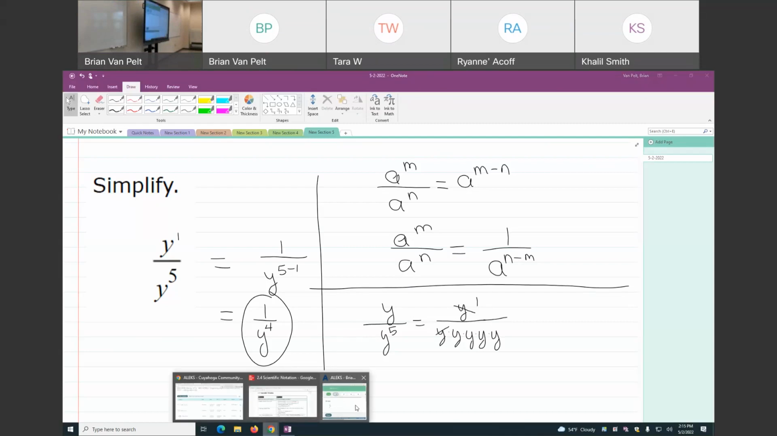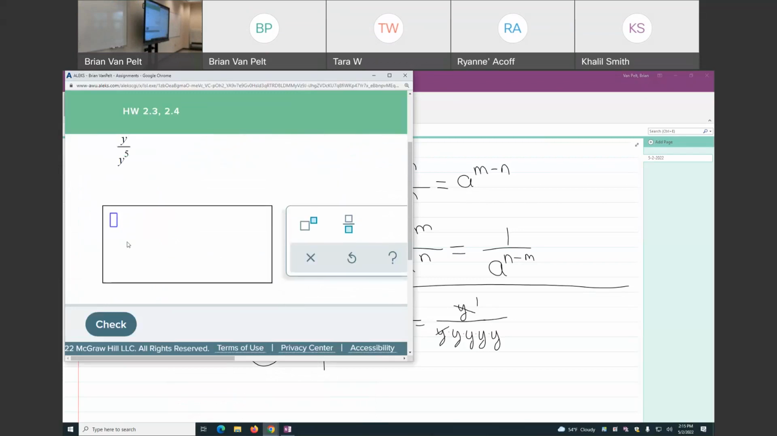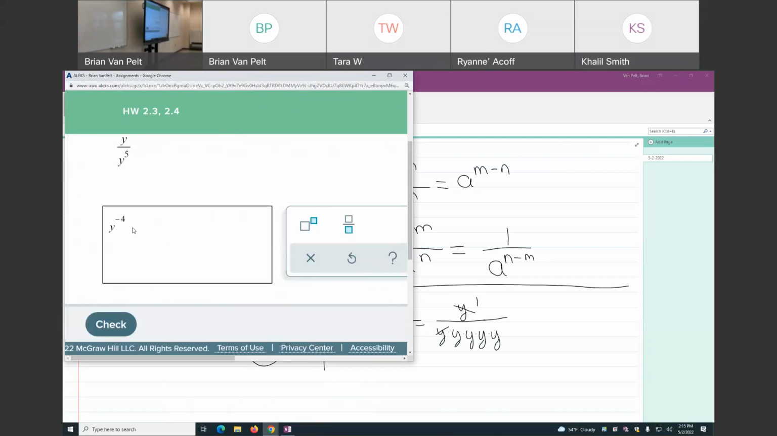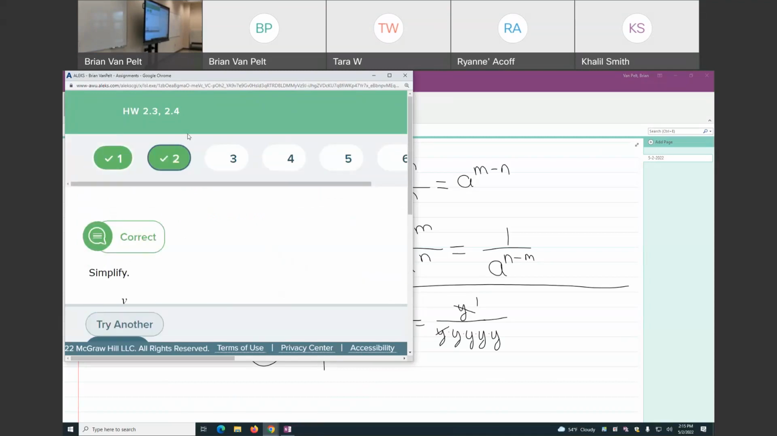I don't think they expected you to write y to the negative 4, so I'm going to write it just to see what it says to me. I'm going to try negative 4 like that and see what happens. Look at it. It's angry at me for using negative exponents. That's right. That's what they're looking for, and that's all there is to it. This one is no different than the first problem. Try this one.